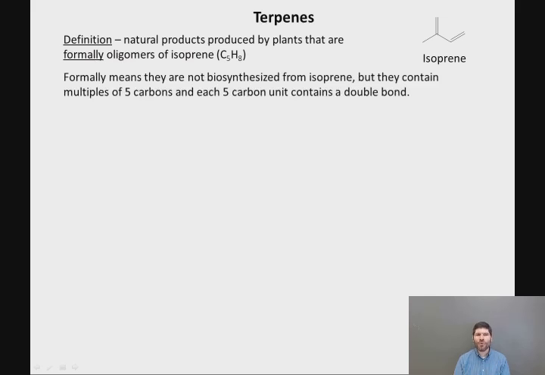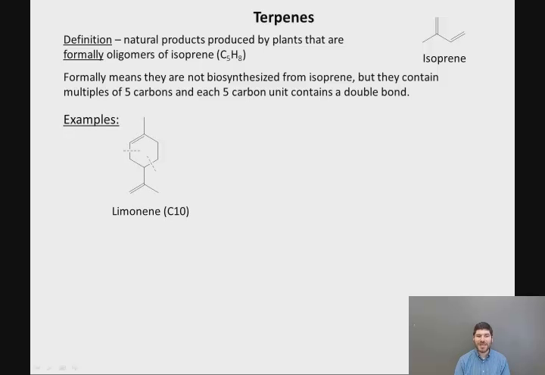When I say it's formally an oligomer of isoprene, what I mean is it is not biosynthesized by taking isoprenes and putting them together. But these molecules do contain multiples of 5 carbons, and each 5 carbon unit contains a double bond and the appropriate branching. Okay, so let's look at some examples.